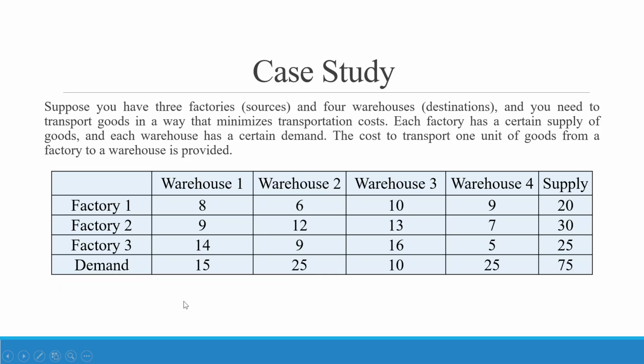Now let's take one case study. Suppose you have three factories, 1, 2, 3, and four warehouses, 1, 2, 3, and 4. And you need to transport goods in a way that minimizes the transportation cost. Each factory has a certain supply of goods and each warehouse has certain demand, which you can see in this table. The cost to transport one unit of goods from a factory to a warehouse is provided. Now let's see how we will solve this problem in IBM ILOG CPLEX Optimization Studio.